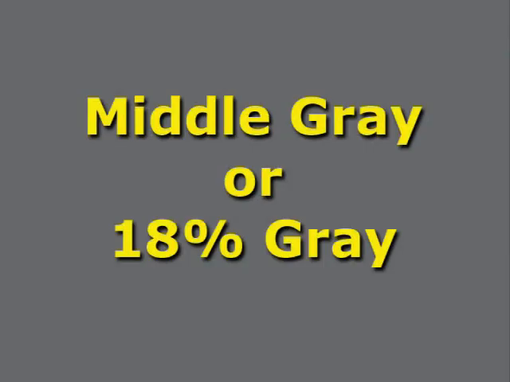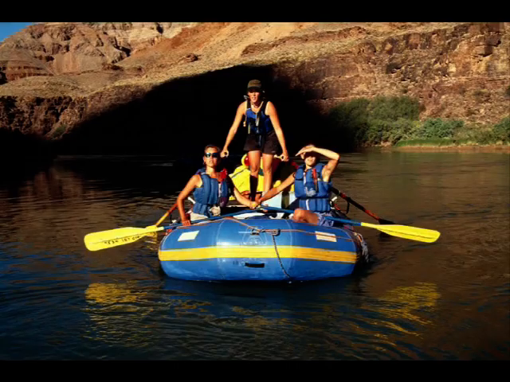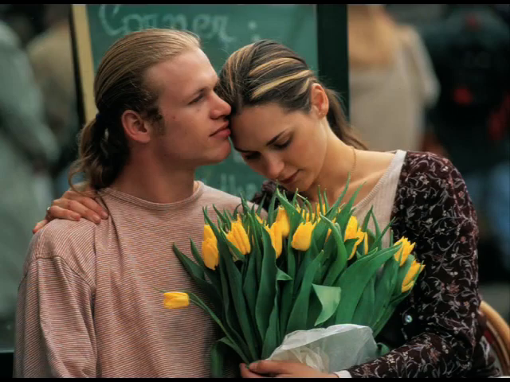This middle gray is what all light meters are programmed to render as exposure. Most of the time this works out very well because most scenes have an overall reflectance that averages out to middle gray. But some scenes and situations don't average out to middle gray.